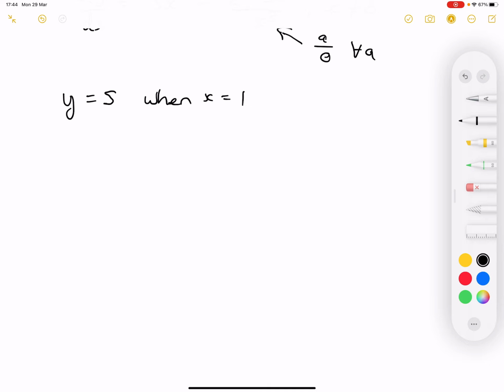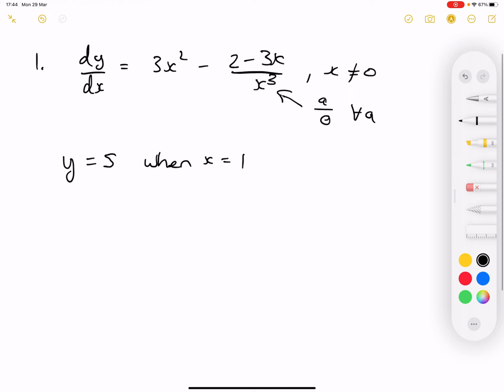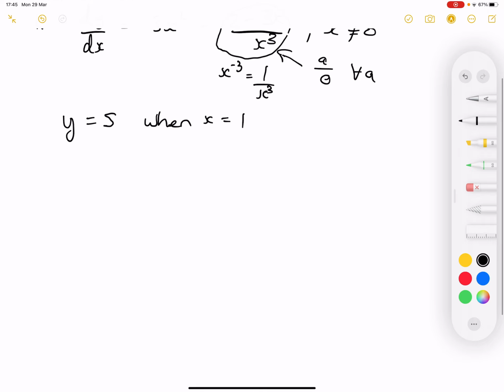Right, first step is to integrate the function. Before we integrate, we're going to deal with this here, because I don't want an x cubed on the bottom, as I don't know how to integrate that yet. So I'm going to change that to an x to the minus 3, which is the same as 1 over x cubed, and multiply through. So 2 minus 3x times minus x to the minus 3 is equal to minus 2x to the minus 3 plus 3x to the minus 2.